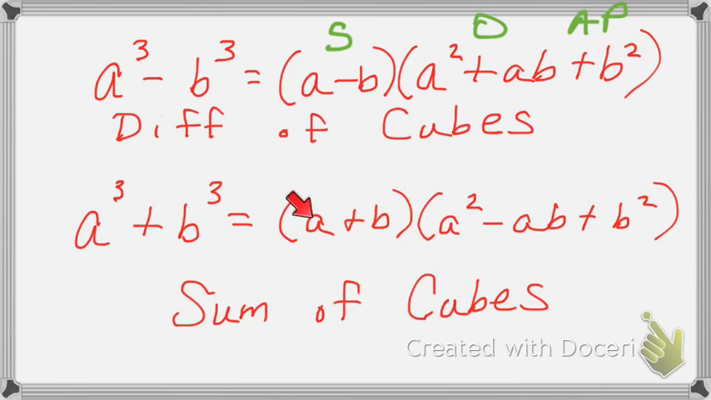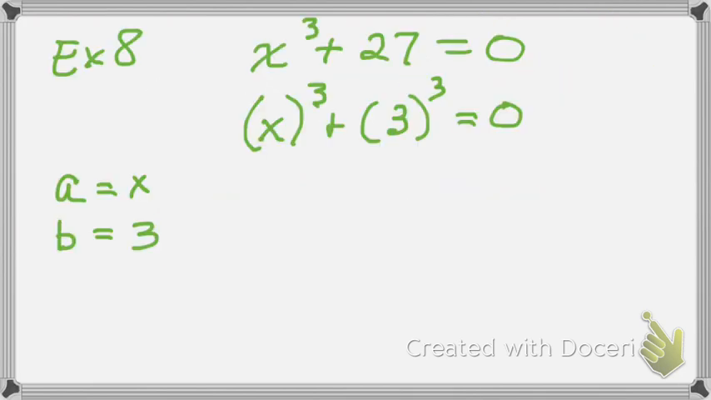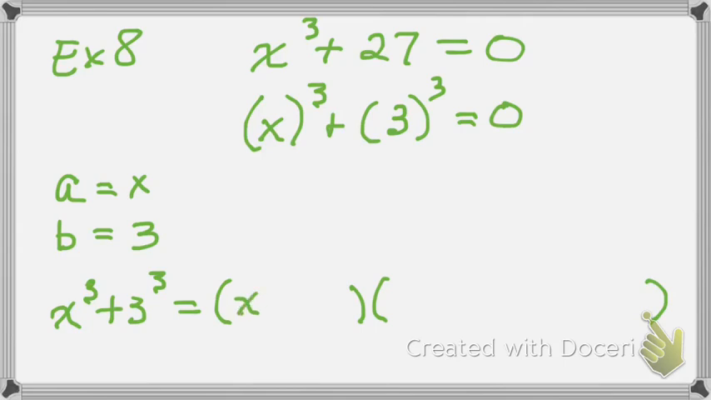So my A is an X, so everywhere you see an A here, we're going to have an X. Everywhere you see a B, I'm going to have a what? 3. Okay. All right, so I'm going to write x cubed plus 3 cubed will equal what? X plus 3.